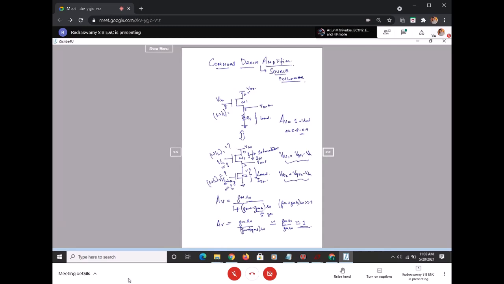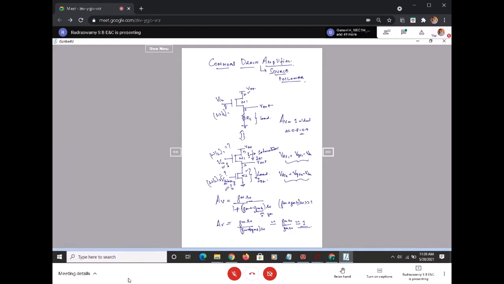What is a common drain amplifier? The drain is common between the gate and the source, where for the gate we apply the input, and at the source we take the output. The source is connected to ground through RS, and RS is replaced by the equivalent active load using one more NMOS. The gain typically is approximately 1. Practically, it will be in the range of 0.8 to 0.9.